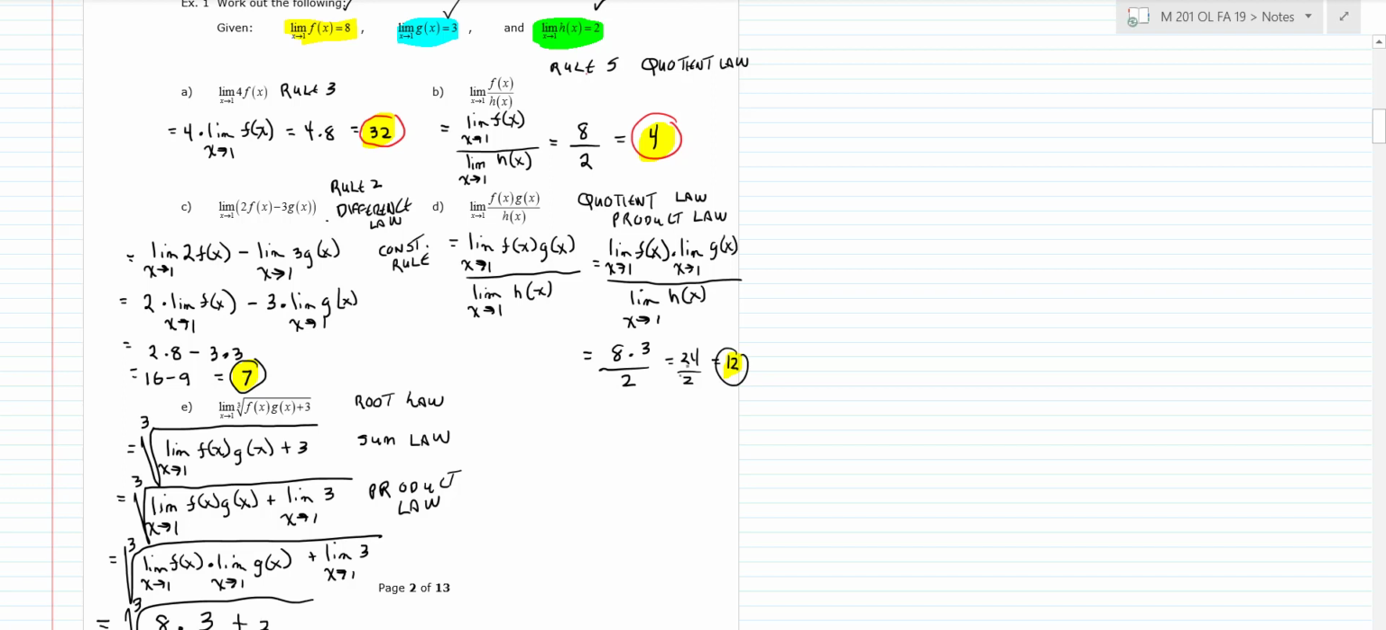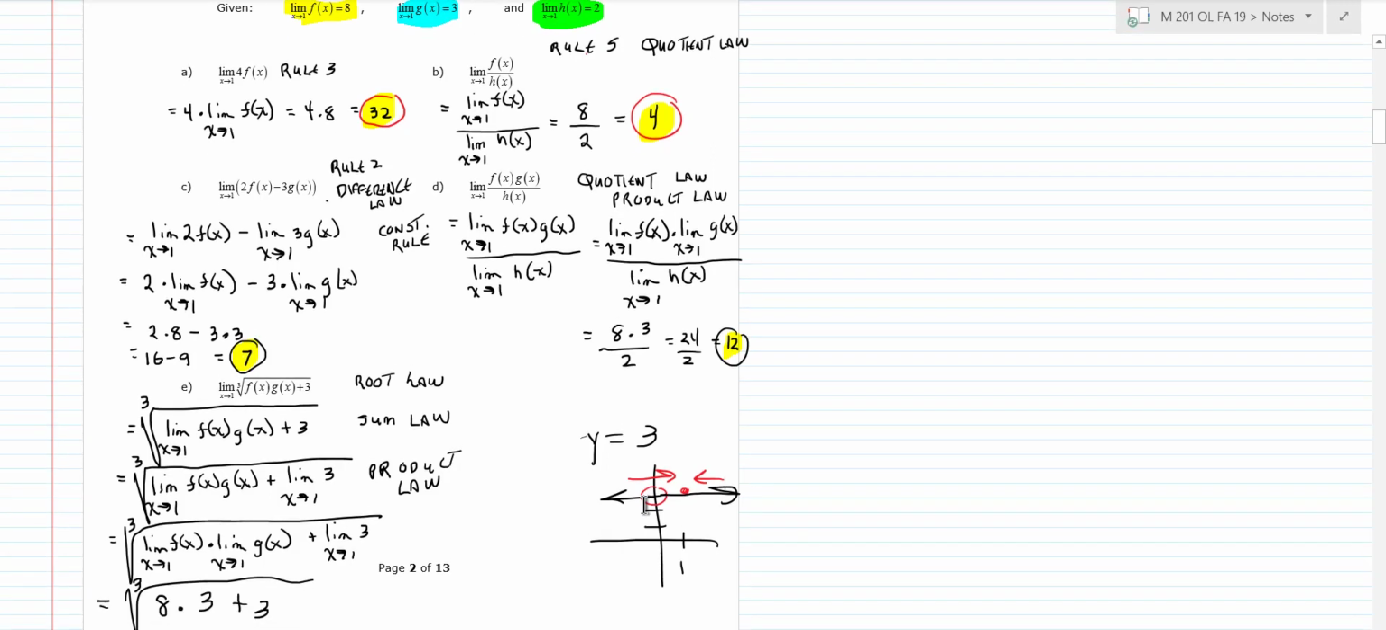Okay, let me just kind of remind you of why that is. The function y equals 3 means that you have a horizontal line. So if you were to look at the limit as x approaches 1, the only value it could be is 3. So if you went from the right and went from the left, you'd have a value of 3. So that's what you get, okay? Anytime you have the limit of a number, a constant, the constant is the answer of that limit.